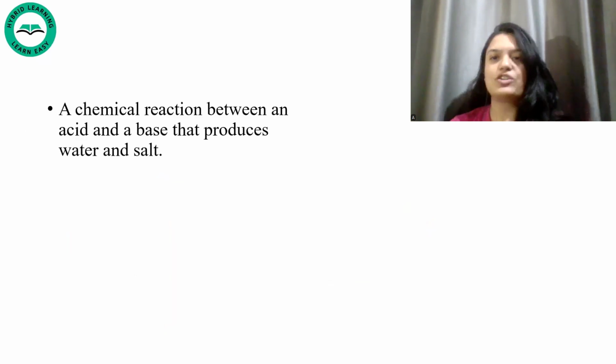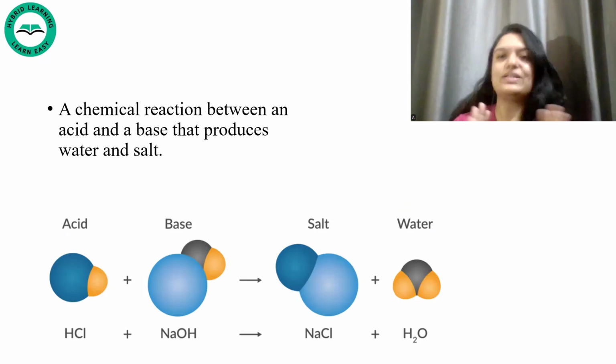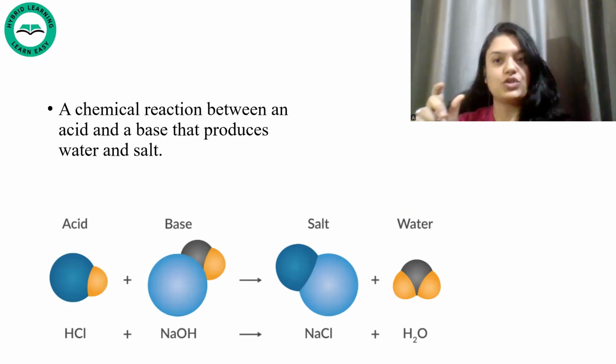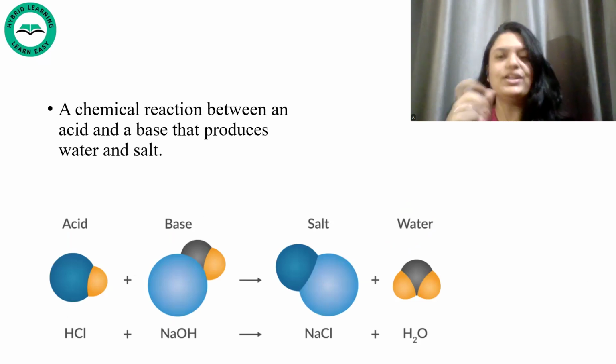Now, the last reaction that we'll talk about here is the neutralization reaction. From the word itself, we can understand neutralization. So it is neutral, right? So when we take an acid and we take a base, when we react acid and base, it will form salt and water. What is salt? Salt is the neutral substance which is formed.